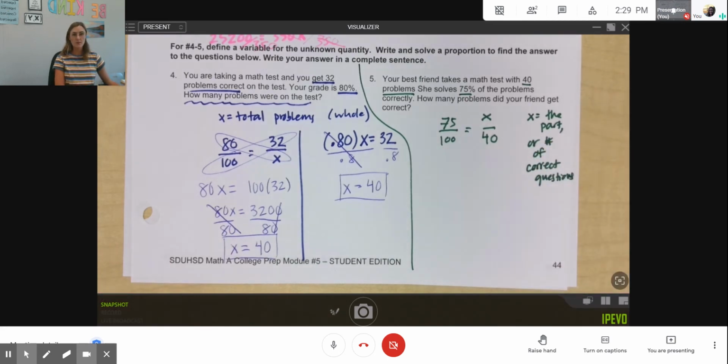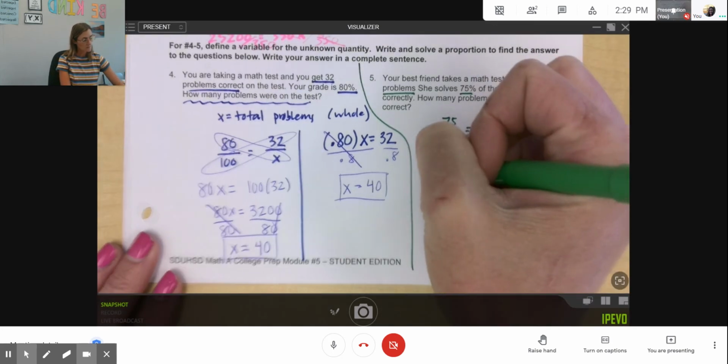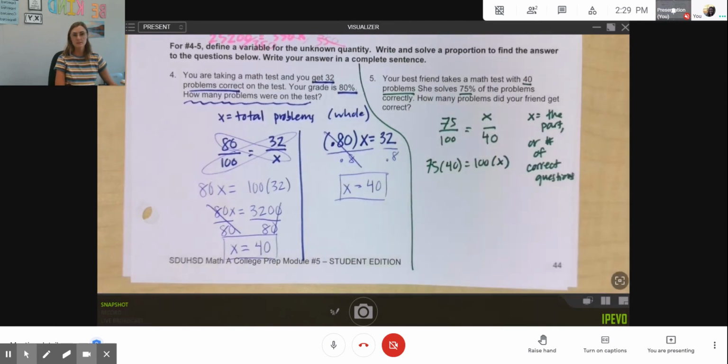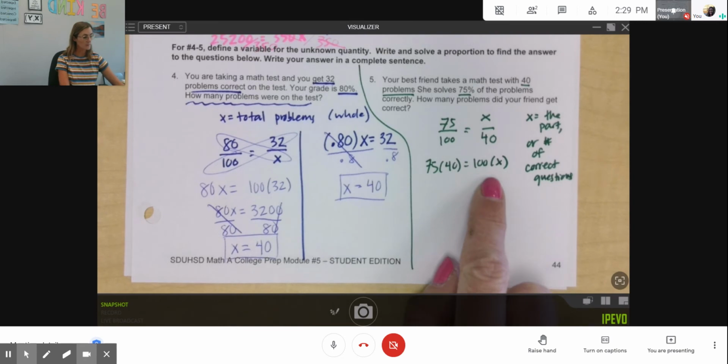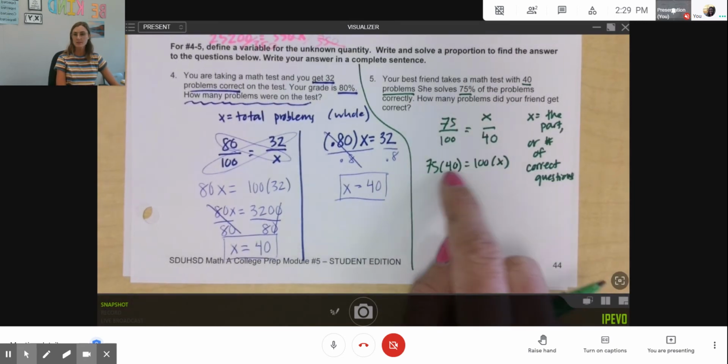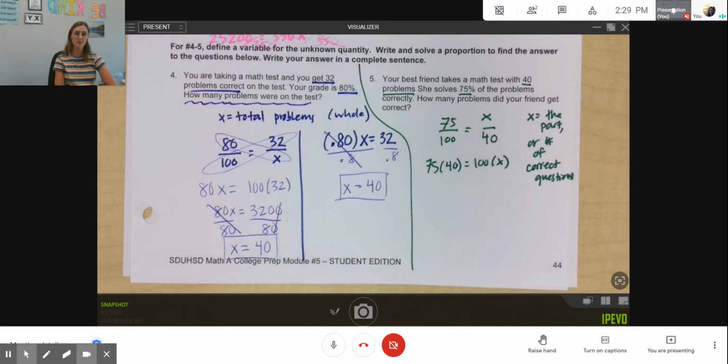In order to solve this, you could cross multiply and do 75 times 40 equals 100 times x. Then you would solve it like any other problem. 75 times 40, you would type into your calculator and then simplify on both sides by dividing by 100.